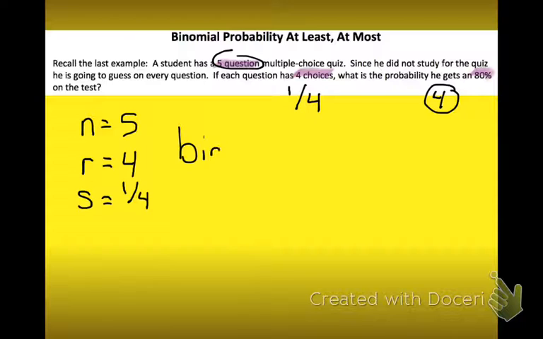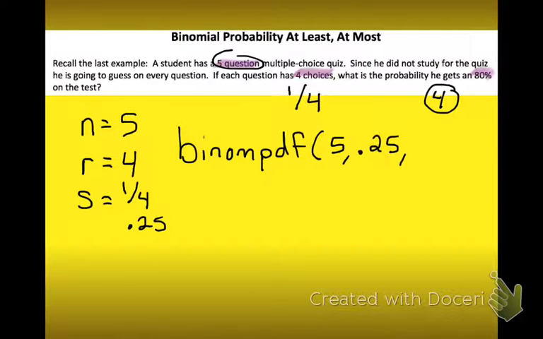So we did the binom PDF 5, comma, I'm going to change this to a decimal, 0.25, comma 4, and we hit enter, and we got our answer.